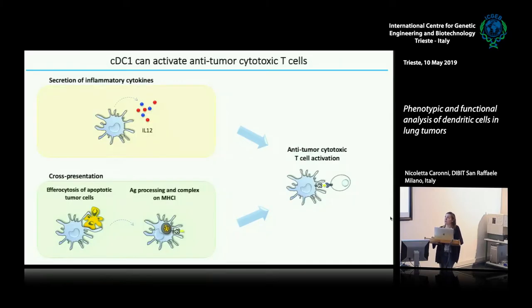Then we moved to analyze the functionality of these cells. So these cells, in order to activate anti-tumor T cells, perform different things. They are able to secrete inflammatory cytokines, for example IL-12, which is a key cytokine for T cell activation, and also, more importantly, they are really efficient in cross presentation. Cross presentation means that they are able to engulf apoptotic tumor cells, process the antigen, and form a complex with the MHC class I, and present on the cell surface a complex composed of MHC class I and the tumor antigen. And this is presented to the CD8 T cells, mediating their activation.